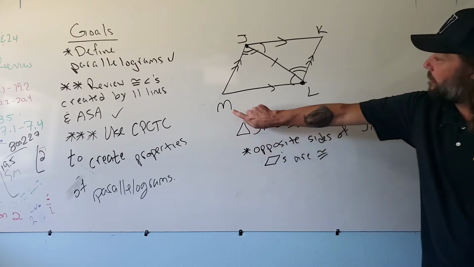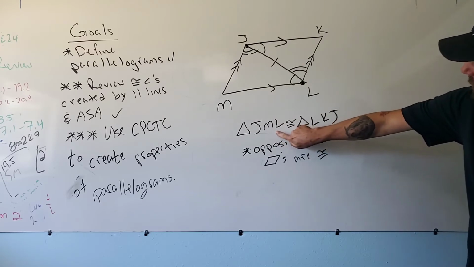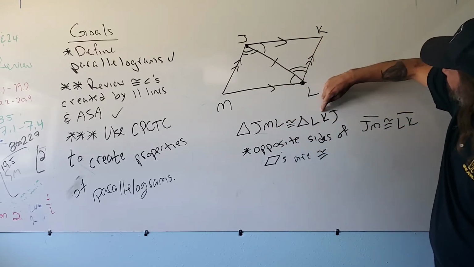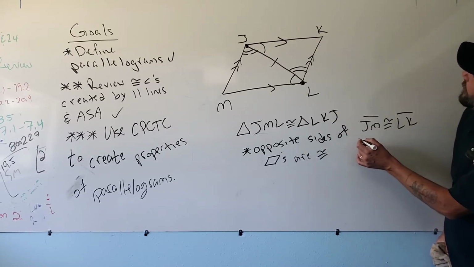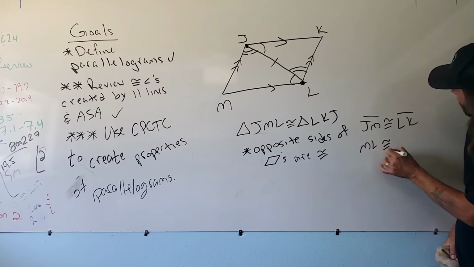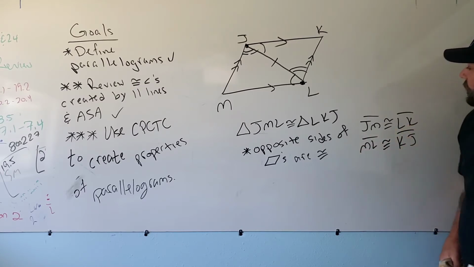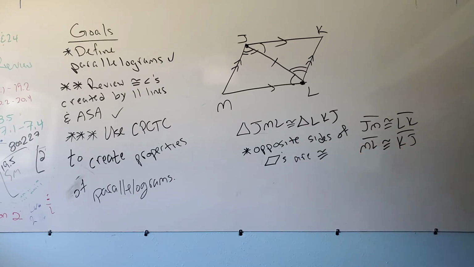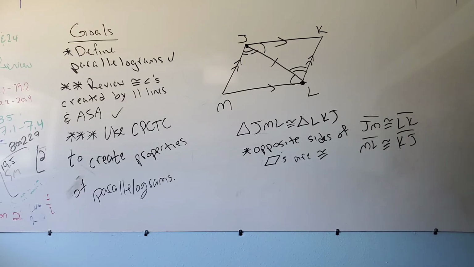I also know that ML, which is this side of my parallelogram, or my last two letters of the triangle, is in the same position as KJ, right? So I can then say that ML is congruent to KJ. Right, so this is one of the three properties. So if I have a parallelogram, I know the opposite sides are going to be congruent.